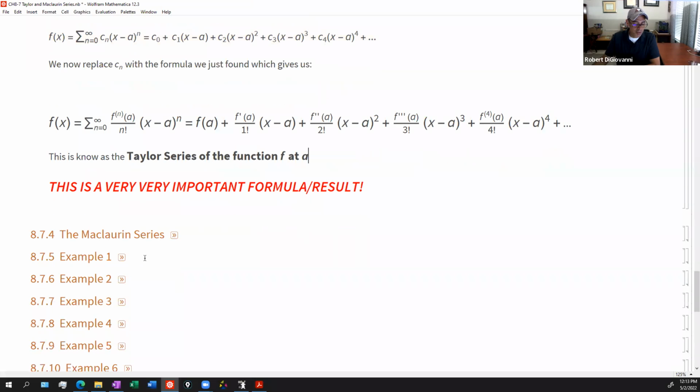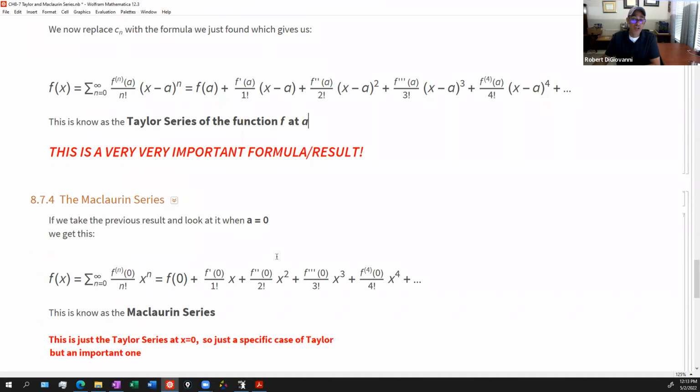A Maclaurin series is just a Taylor series with A being fixed at zero. So Taylor is very abstract. A can be anything. If you let A be zero, you're talking about a Maclaurin series. So it's a specific example of a Taylor series.